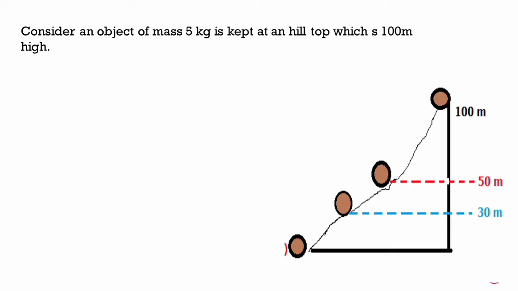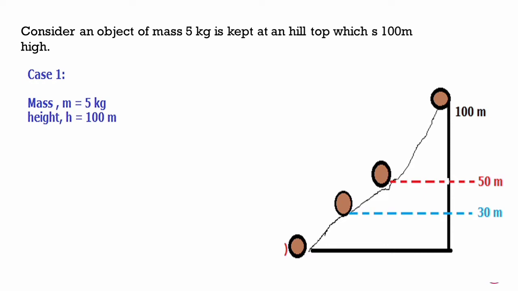Consider an object of mass 5 kg kept on a hilltop which is 100 meters high. So we are going to convert this case into three cases. Case 1 at 100 meters, and cases 2 and 3 when it is rolling down. In the first case, let's understand what will be the total energy of the object.